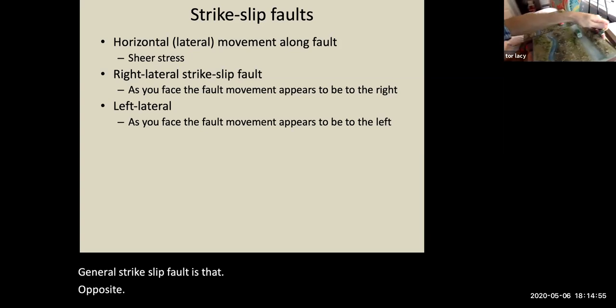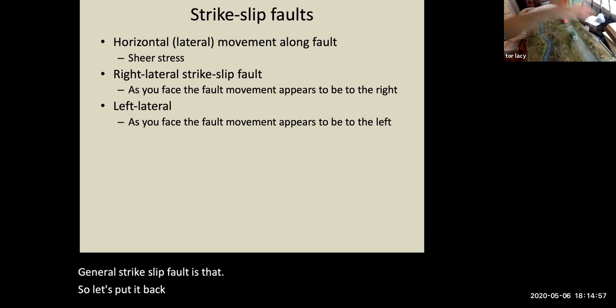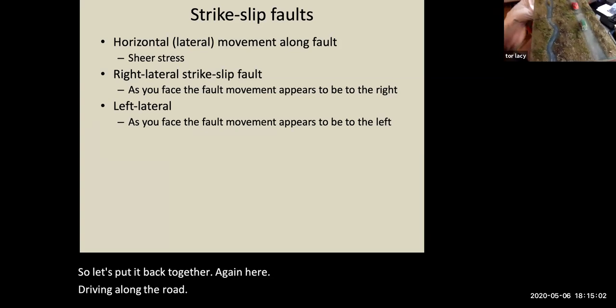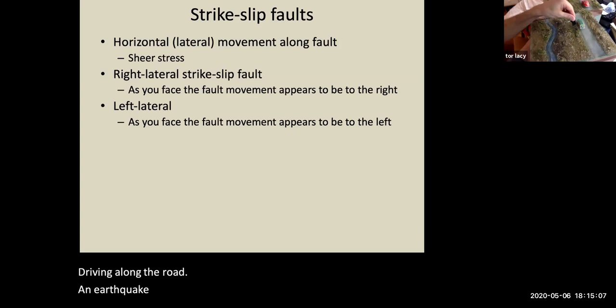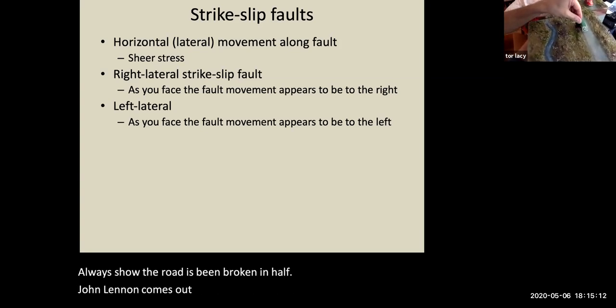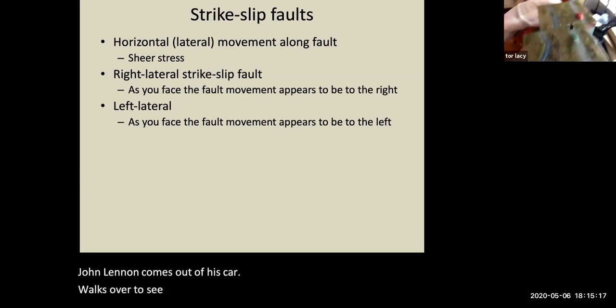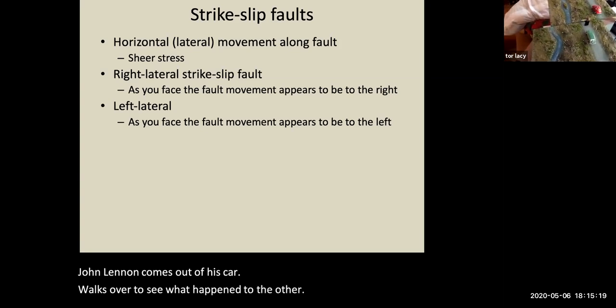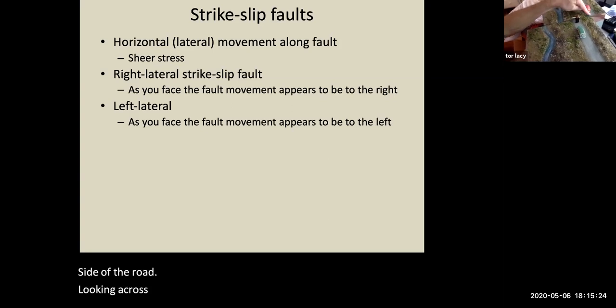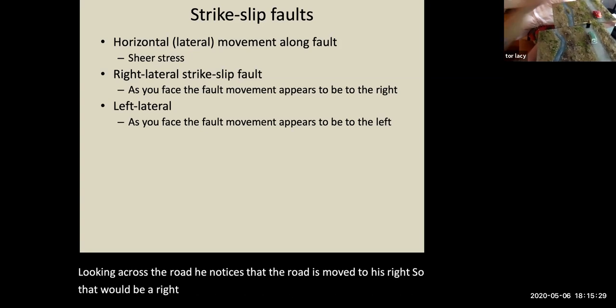So let's put it back together again here. Driving along the road, an earthquake happens, so much so that the road has been broken in half. John Lennon comes out of his car, walks over to see what happened to the other side of the road. Looking across the road, he notices that the road is moved to his right. So that would be a right lateral strike slip fault.